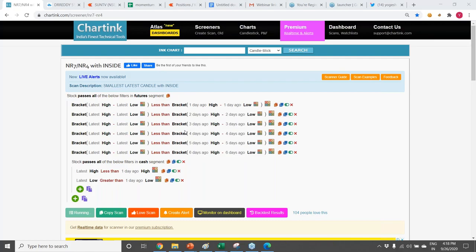How to find a false breakout? For example, Sun Pharma gave a breakout above the 540 level and it came down below 500. That thing, I'll cover Sun Pharma in the second part: why the Sun Pharma breakout didn't sustain. So I'll cover that.